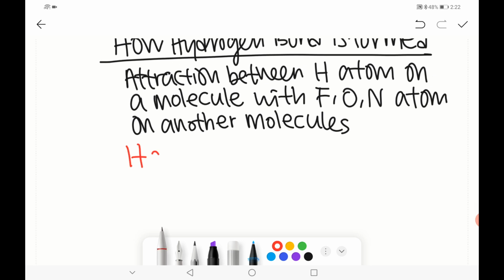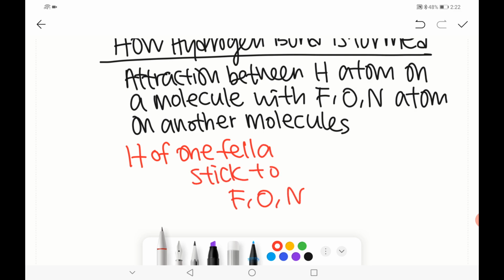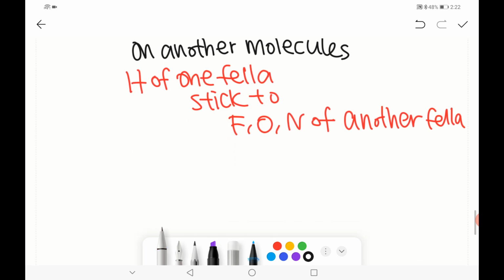Okay, the H of one fella is actually stuck to the FON of another fella. So that is hydrogen bonding. Okay, I'll give you a few examples here, maybe two or three examples.